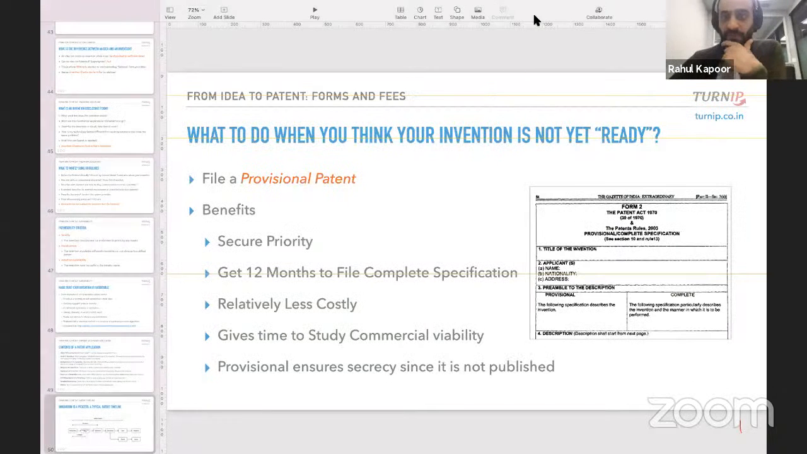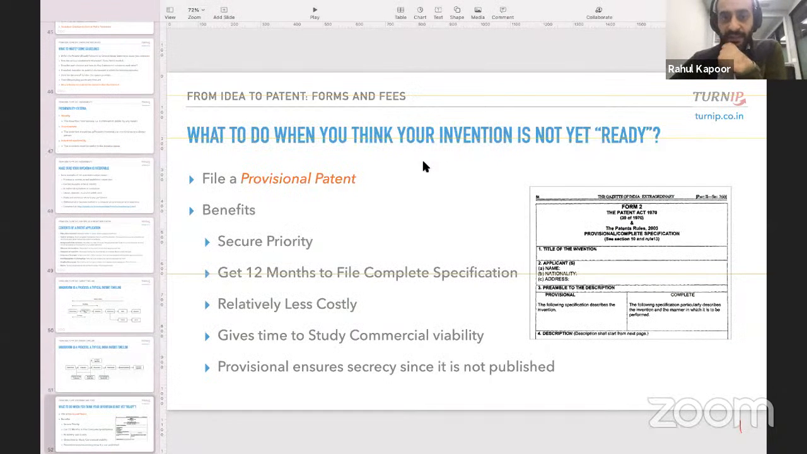Okay, let's look at a bit of files and fees about the patenting.